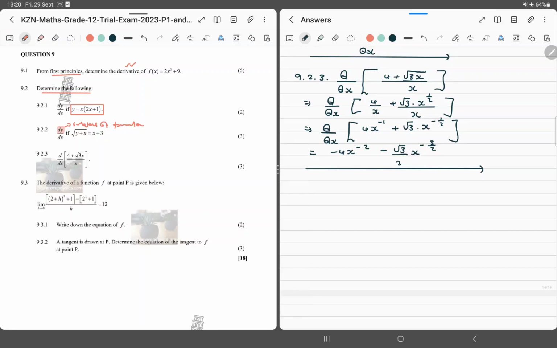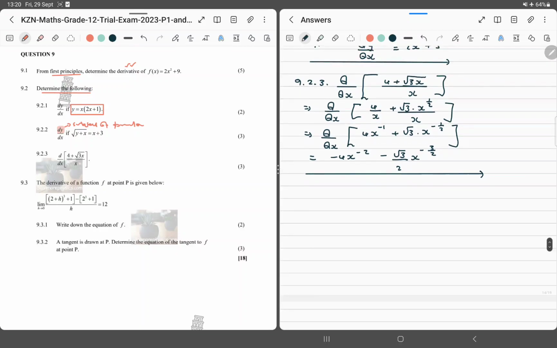How many marks? 3 also. Okay. All right. So essentially getting to this portion is important, and that derivative as well as that derivative. That is how you score those 3 marks.